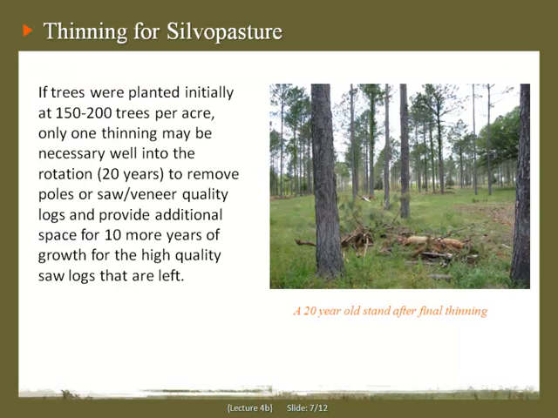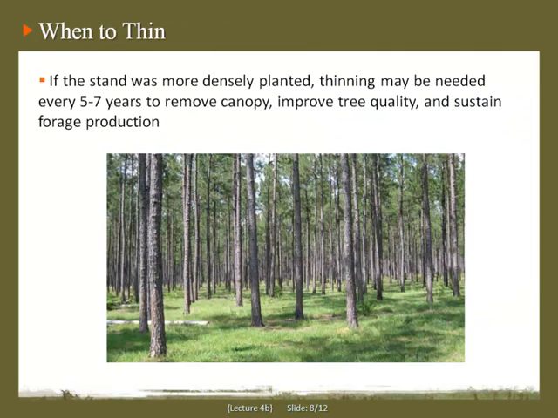If trees were planted initially at 150 to 200 trees per acre, only one thinning may be necessary well into the rotation, perhaps at the 20-year mark, to remove poles or saw or veneer quality logs and provide additional space for 10 more years of growth for the high quality saw logs that are left. Thinning may be needed every 5 to 7 years to remove the canopy, improve tree quality, and sustain forage production.